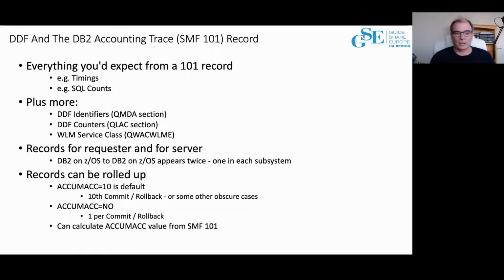So a DDF 101 record would give you basically everything you expect from a normal 101 record. Well, it is one, but like a CICS 101 record or a batch 101 record, IMS or whatever. Right. So it will give you buckets of times. It will give you SQL counts, so commits, deletes, inserts, fetches, opens, closes, that sort of thing. Stored procedure calls, indeed. But in addition, it gives you a lot more than other work types' 101 records do.